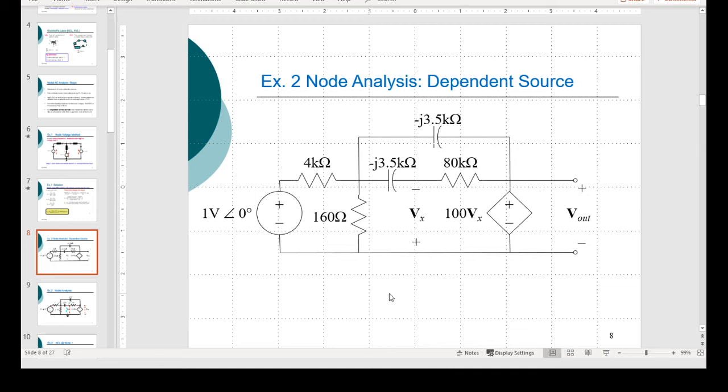Let's look at another example. Now this one is an interesting example. It is interesting because there is a new voltage source that is introduced here. The diamond symbol is used to indicate a dependent voltage source. Dependent means it depends on voltage or current in some other part of the circuit. In this case, it is depending on the voltage indicated Vx.